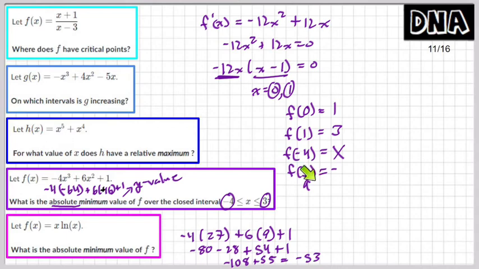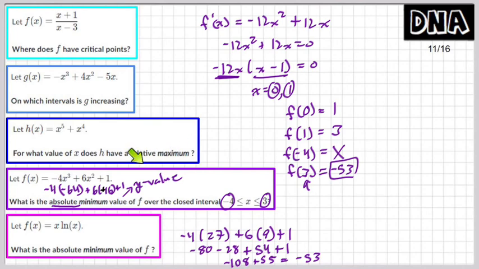So this is the critical value. Wait, no, this is the endpoint, huh? So at the endpoint, we have a negative 53. And negative 53 is clearly the minimum, the least y value out of all of them. So because it's asking for the y value right here, the negative 53 is our answer, not the 3. The 3 is where the minimum value is. Negative 53 is the minimum y value or the minimum value.